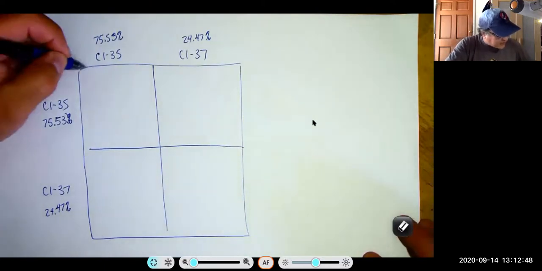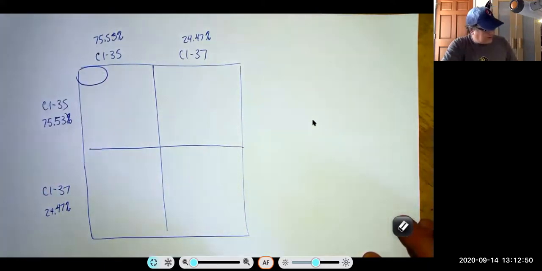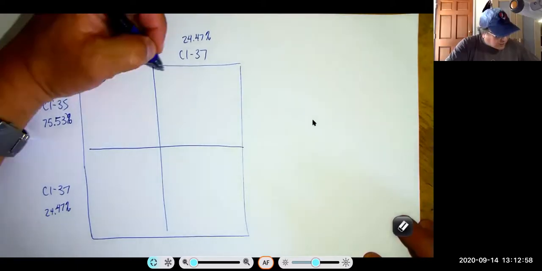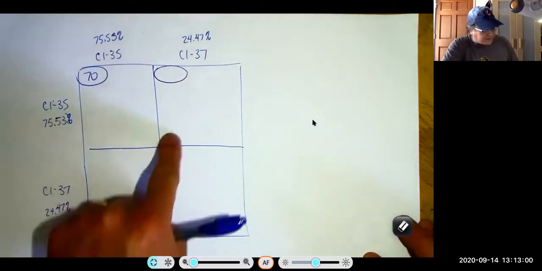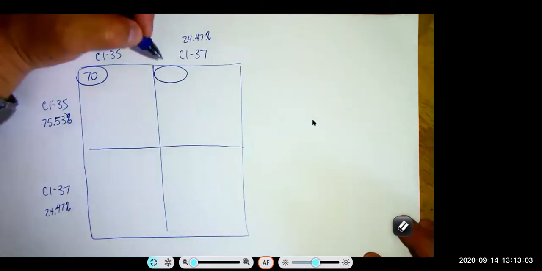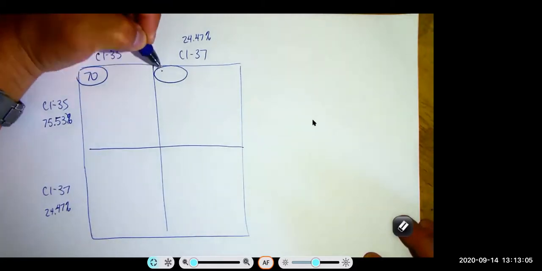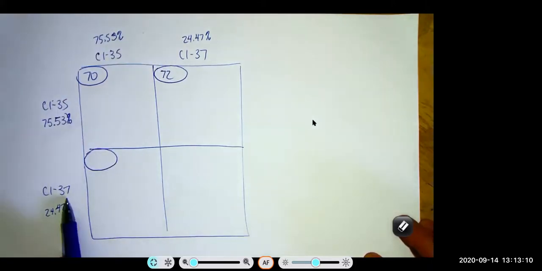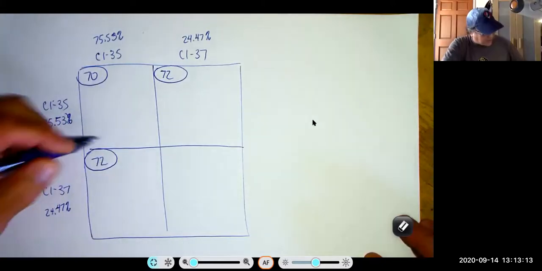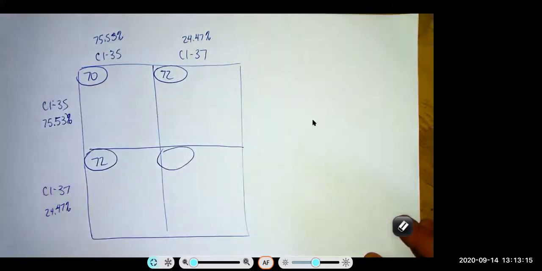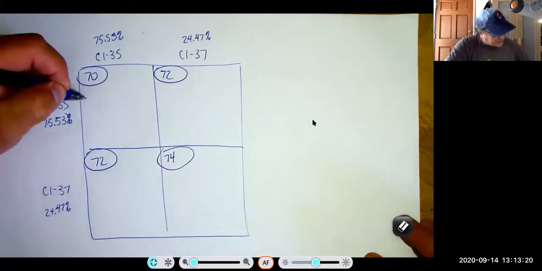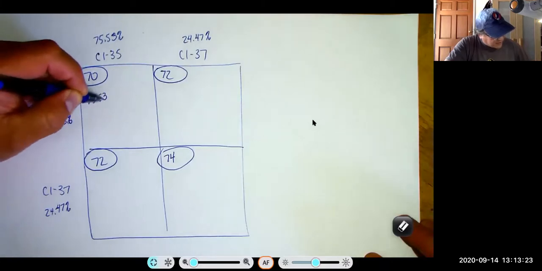How much does this guy weigh, this square, made out of a 35 and a 35? 70. Good. How much does this square weigh made out of a 35 and a 37? 72. And how much does this square weigh? 74. Okay, so what's the likelihood of this guy? It's going to be 75.53 squared over 100.